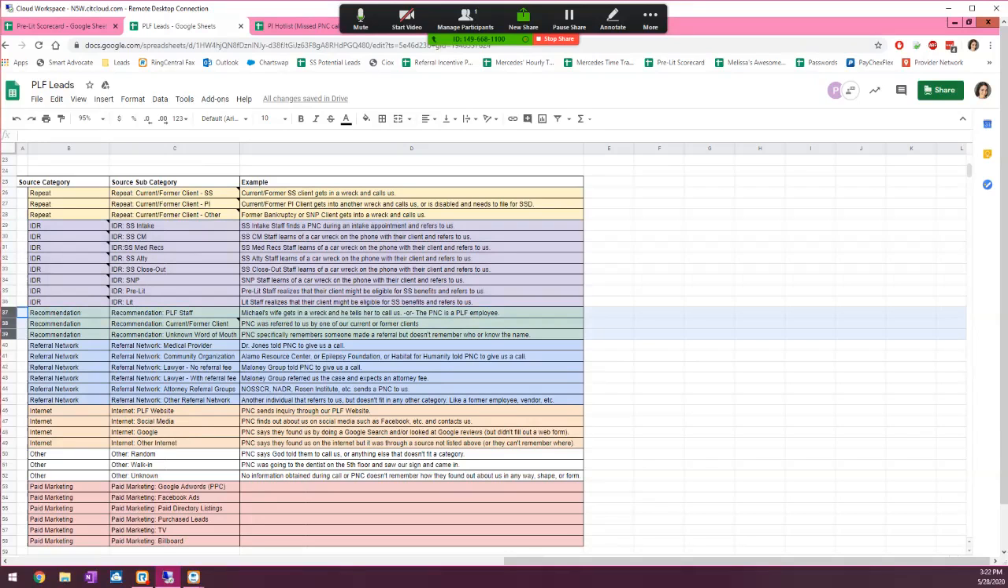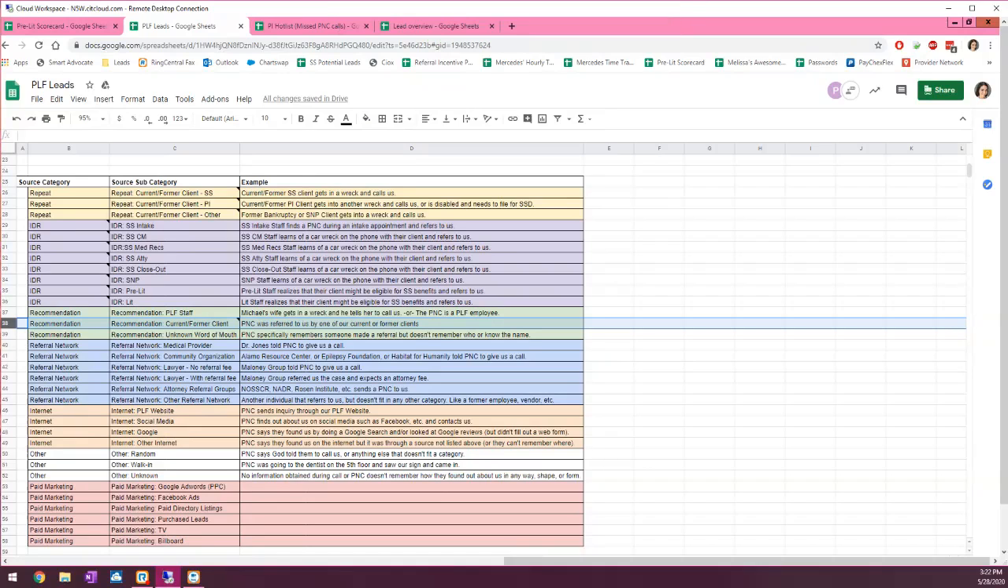Next, we've got recommendation. So first here, we've got recommendation PLF staff. So this basically means that if a PLF staff member recommends one of their friends or one of their family members over to us, and also this would fall under the category if, say, the lead was an actual PLF employee. Next, we've got recommendation current former client. So this would basically be if a current or former client referred one of their friends or one of their family members to the Packard Law Firm for us to help them with their legal needs, they would fall under this category.